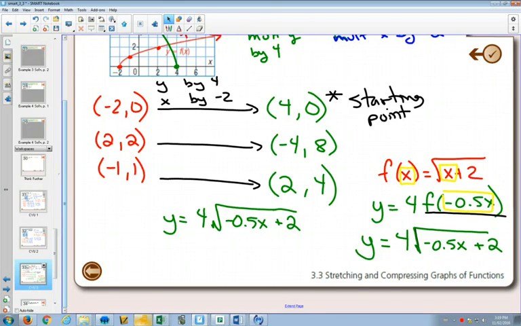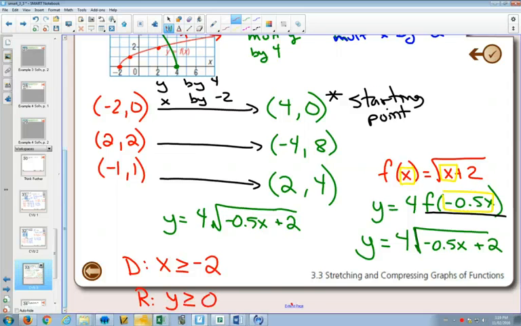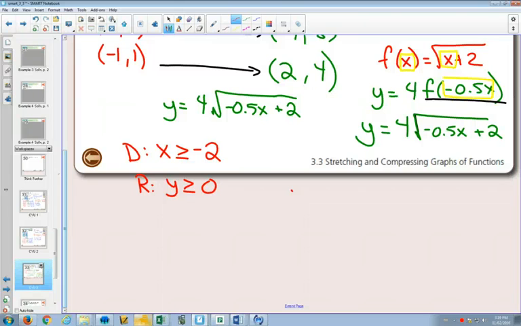Domain and range. Our original one, our domain x was bigger than or equal to negative 2. And our range y is bigger than or equal to 0. I'm just going to write that in set notation. And on our green one, I'll write our domain and range in the interval notation.